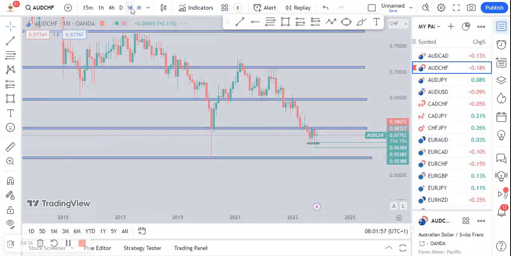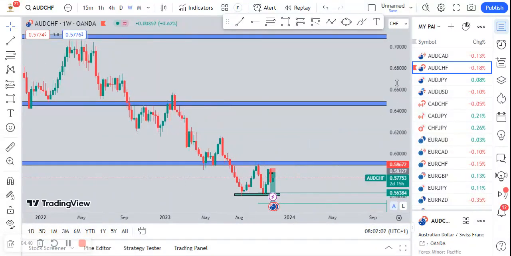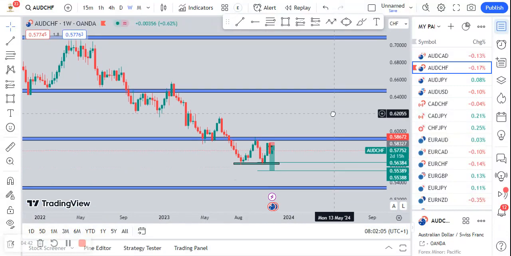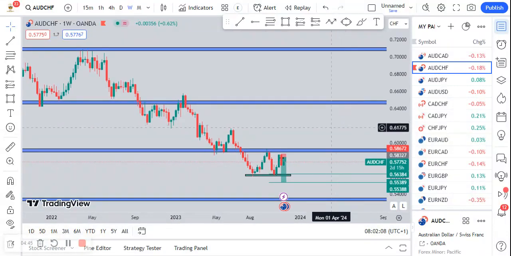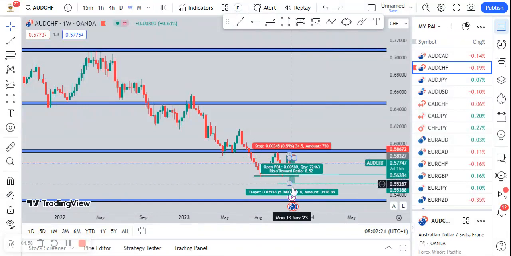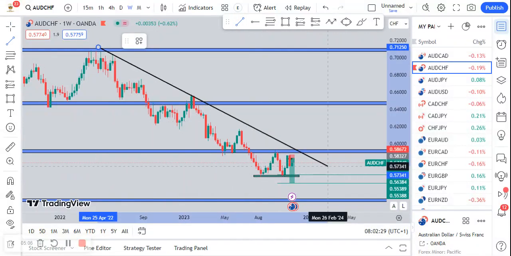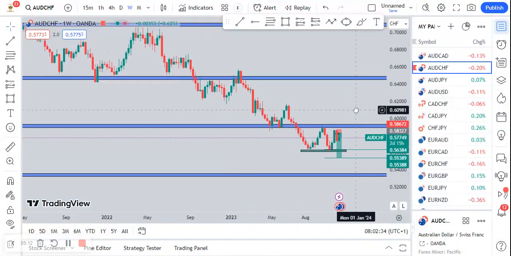Then coming to my weekly time frame, because I wait for my pullback on the daily time frame, you can see that the double bottom we have on AUD CAD, we also have on AUD CHF, but CHF is stronger than CAD. That's why this one is not pushing to the upside massively. On the weekly time frame, we have a double bottom from here. Overall trend remains bearish, so everything now is pretty bearish on this pair.